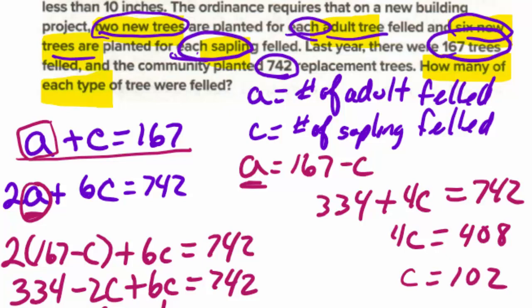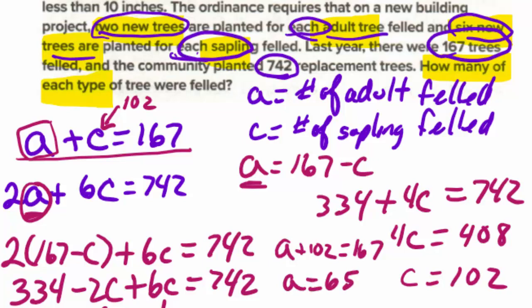We wouldn't actually list this as an ordered pair. We'd actually say 102 saplings were felled. Now to figure out the number of adults, I'm going to come back up here to this C and put 102 in there. So I have A plus 102 equals 167. So I'm going to subtract 102 from both sides. So the number of adults would equal 65. So we have 65 adult trees that were felled and 102 saplings that were felled.